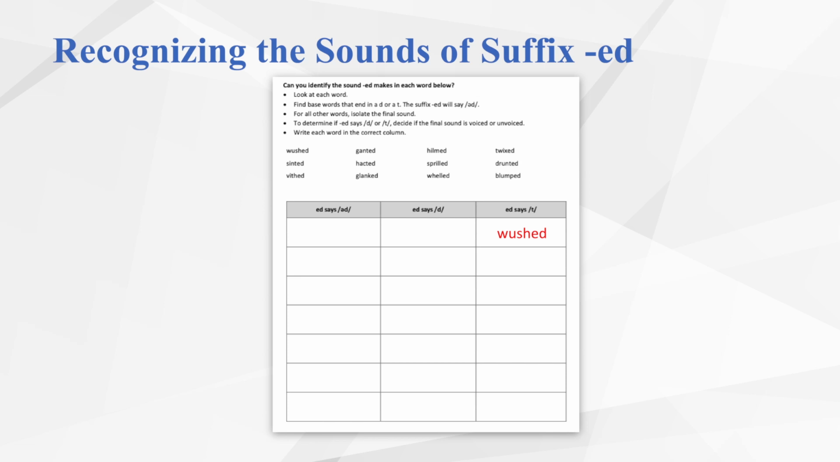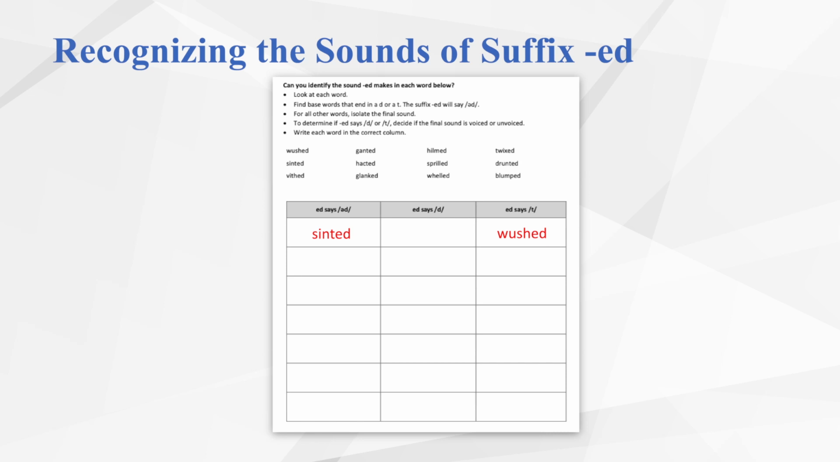So I see my base word, sint. It ends with a T. That's an easy one. That means ed will say id, so sinted. This last one is tricky, which is why we're going to do this one together before I let you finish this on your own. My base word could either be vith with the unvoiced th or vith with the voiced th.